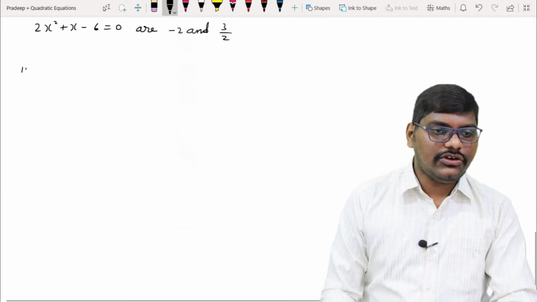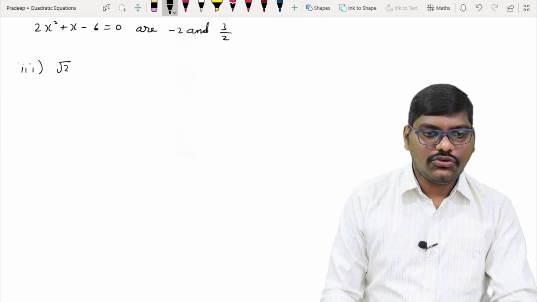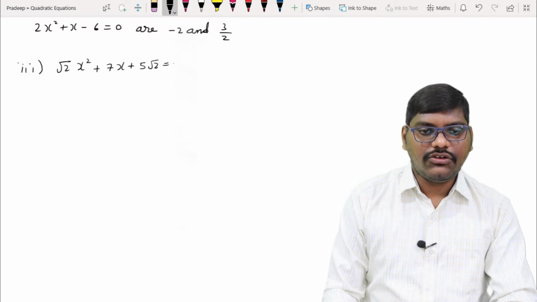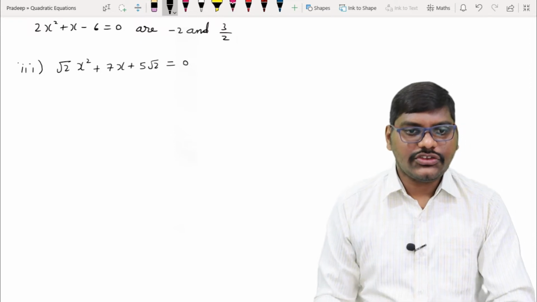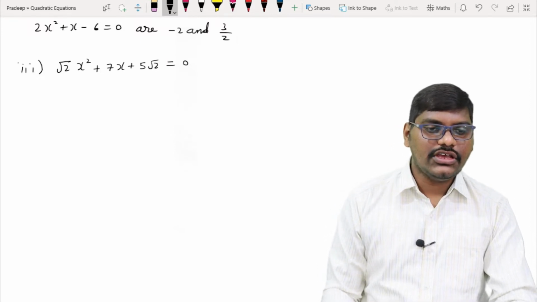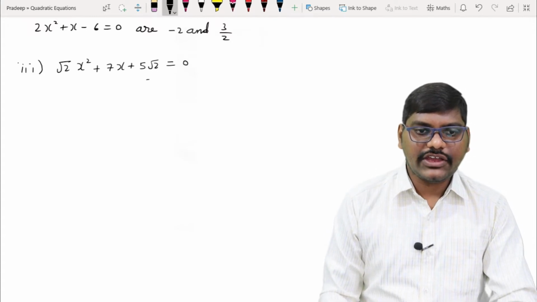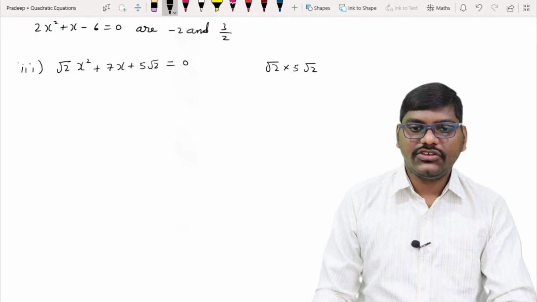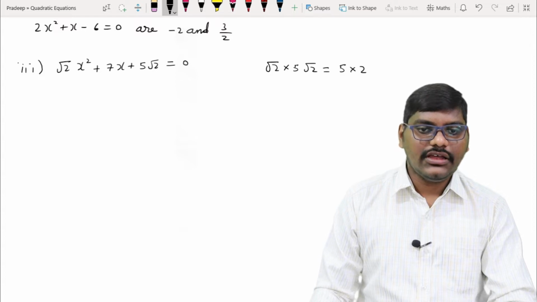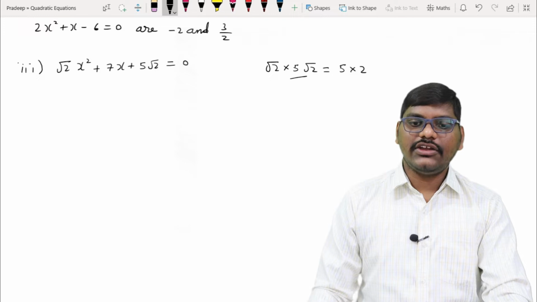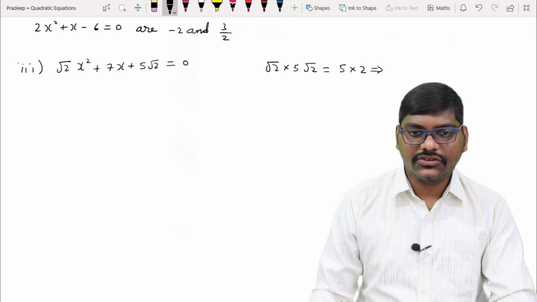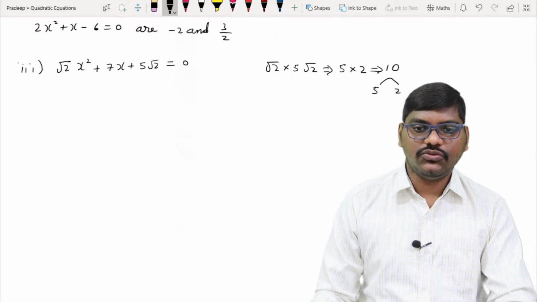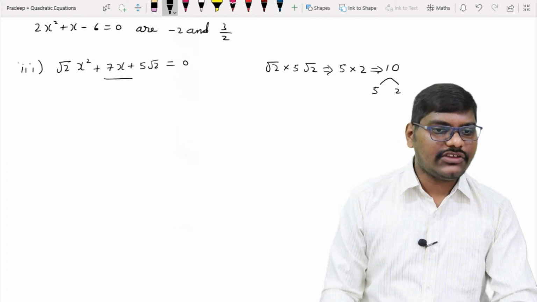So the third question I'm writing over here, that is root 2x square plus 7x plus 5 root 2 equal to 0. Okay, so this is the question here. We'll just try to solve this. Here if you observe, this is root 2 and this is 5 root 2. We'll multiply root 2 into 5 root 2. Root 2 into root 2, the root 2 becomes 2, right? So I can write 5 into 2, which is 10. We just have to write the multiples of 10, that is 5 into 2, which perfectly satisfies even the middle term.